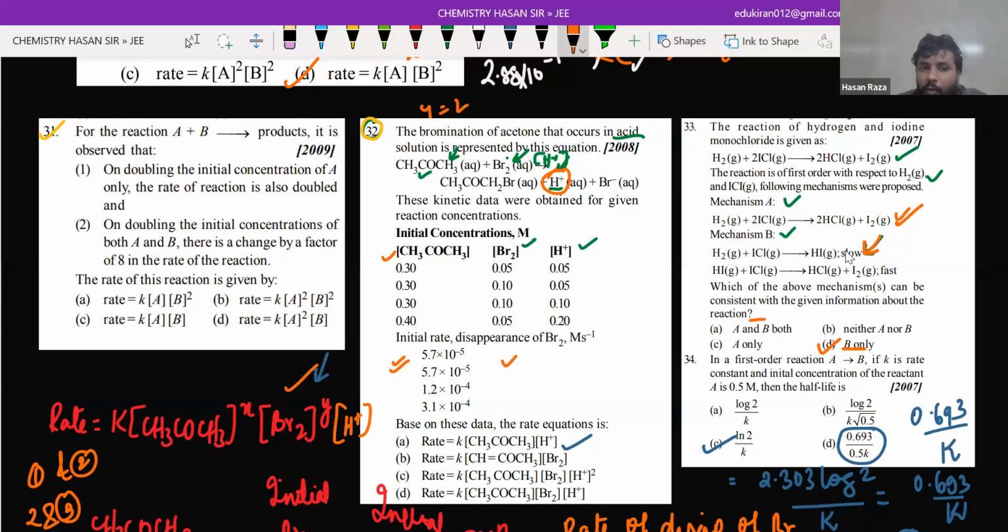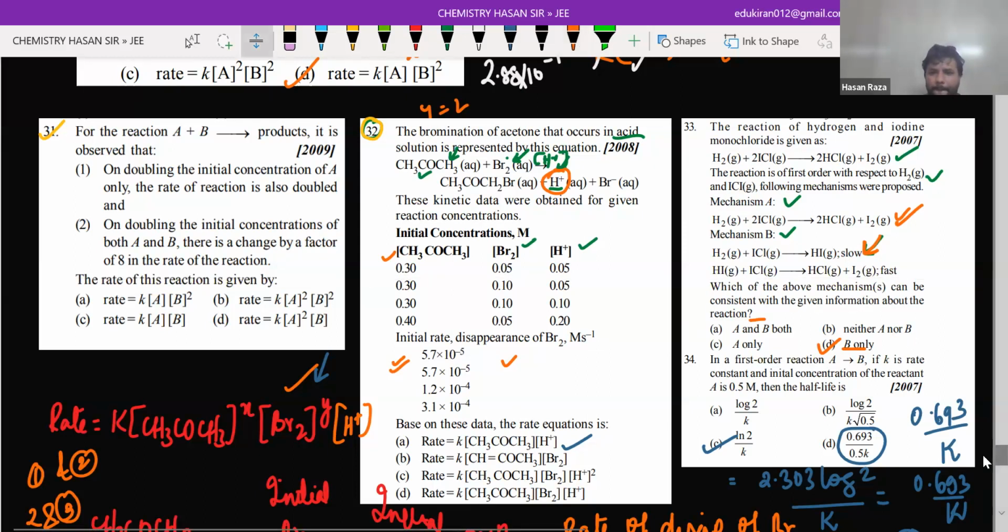The slow step is very important because that step determines the rate of reaction and everything: the order of reaction, the molecularity and everything. 33 is B. Very good.